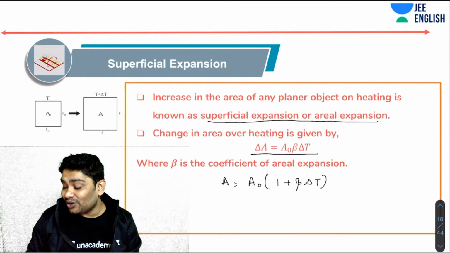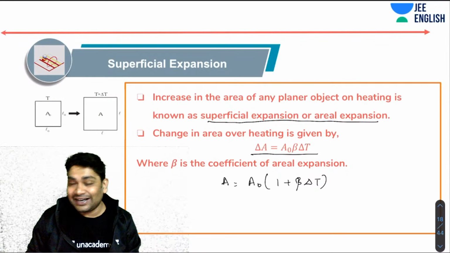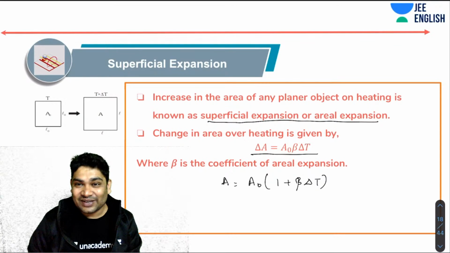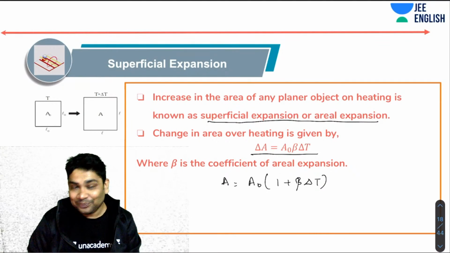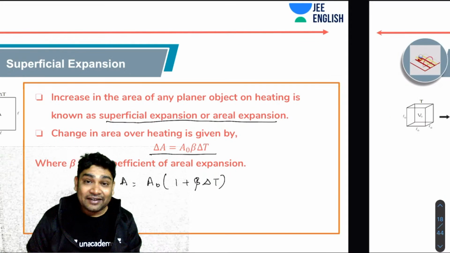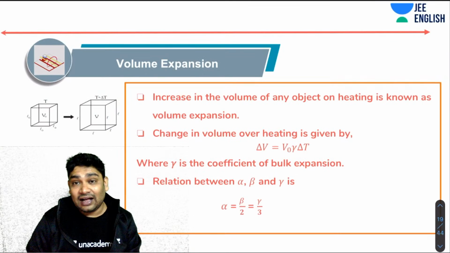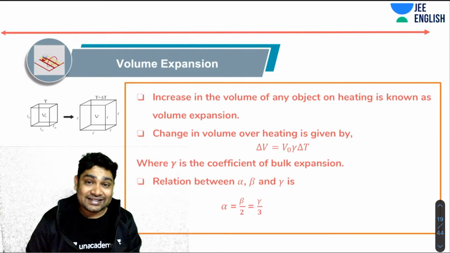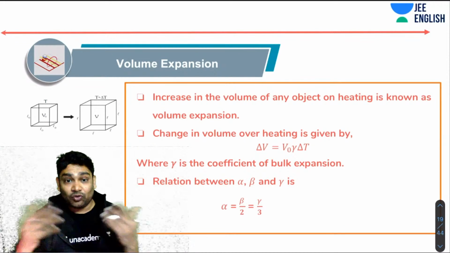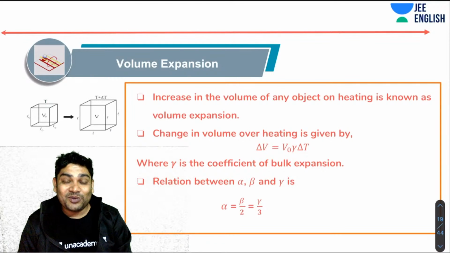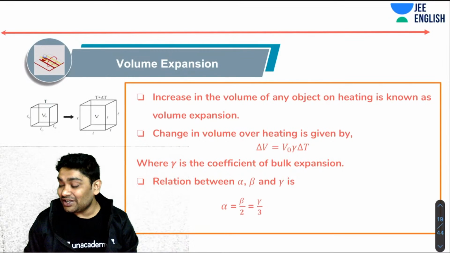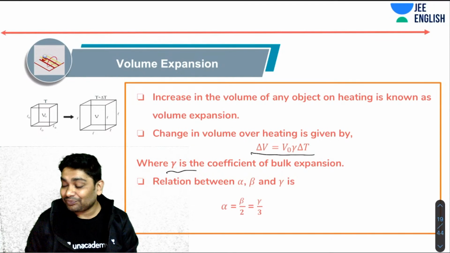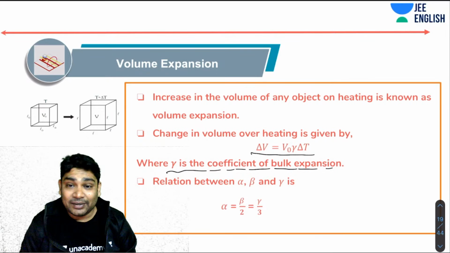Again, we will focus only on this form of the equation because right now I think most of you would be interested mostly in the mains. So we won't talk about the other form. All right, then of course you have volumetric expansion, so when increase in volume of any object on heating is happening, then you call that volumetric expansion. The change in volume again would be related to change in temperature like this, where gamma is called the coefficient of bulk expansion. Now, the relation between alpha, beta, and gamma is this.